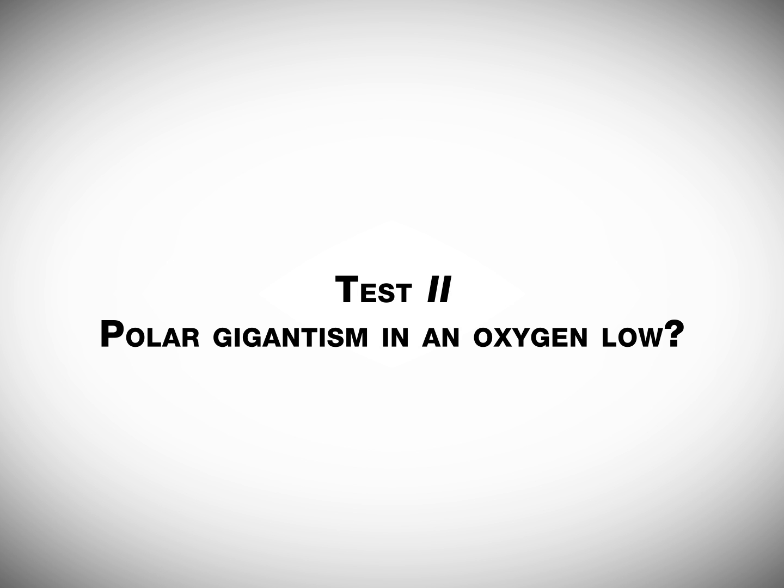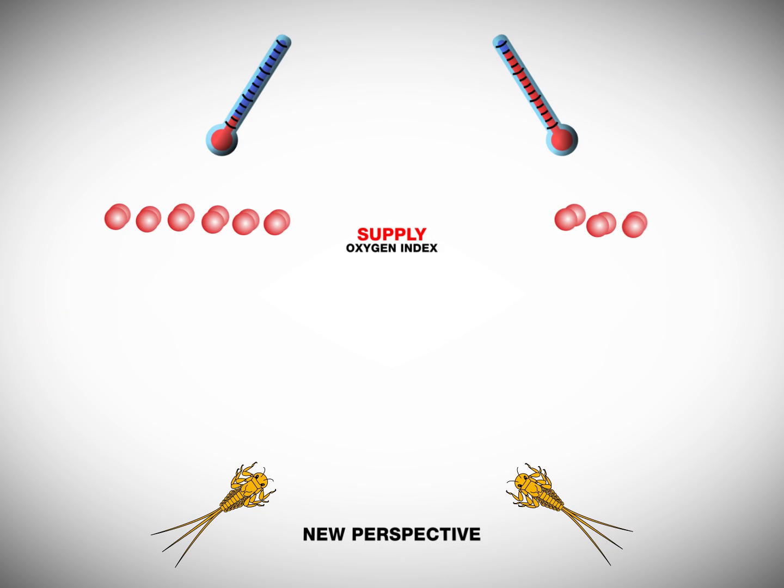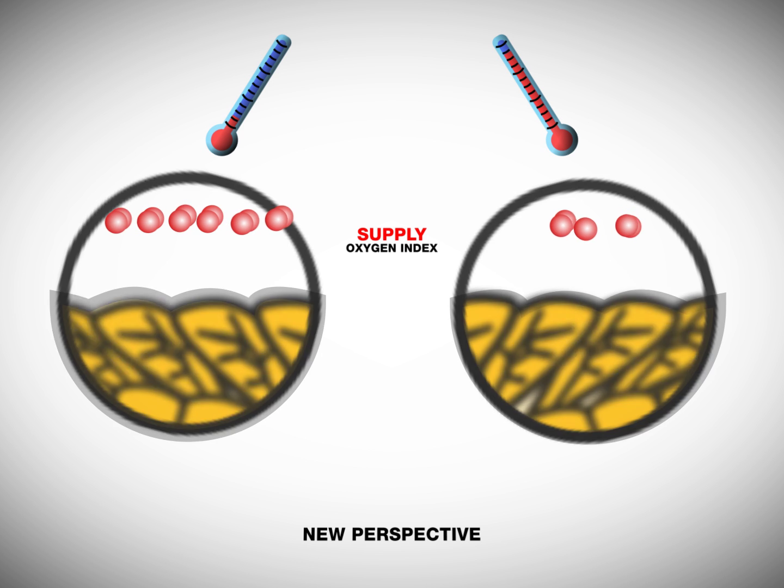Test 2. Polar gigantism in an oxygen low. The finding of reduced oxygen availability in the cold challenges the traditional explanation for polar gigantism, where high oxygen concentrations at low temperatures were thought to allow for larger body sizes. Instead, oxygen availability is lower in the cold. Per time unit, more oxygen is available in warmer waters due to increased diffusion.